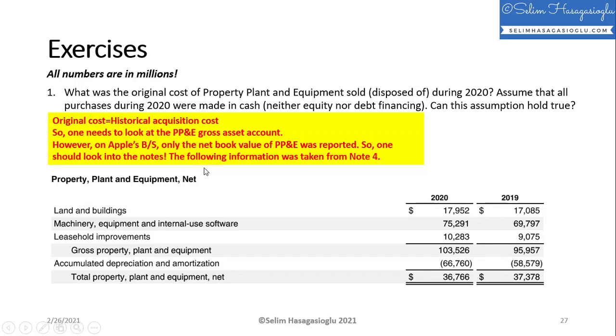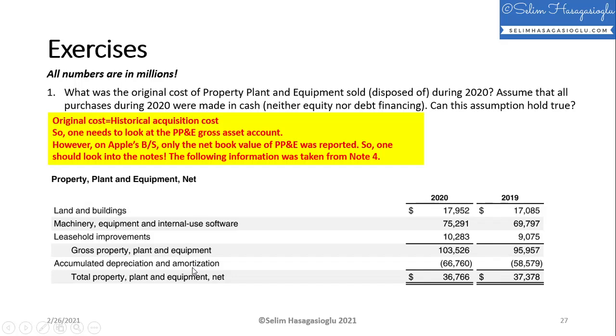And again, I got this information from note 4 on Apple's financial statements and notes. Here I have a breakdown of property, plant, and equipment account. This is the net amount reported on the balance sheet, and this is the gross amount I should use to answer this question. Remember, I also talked about the accumulated depreciation and amortization.